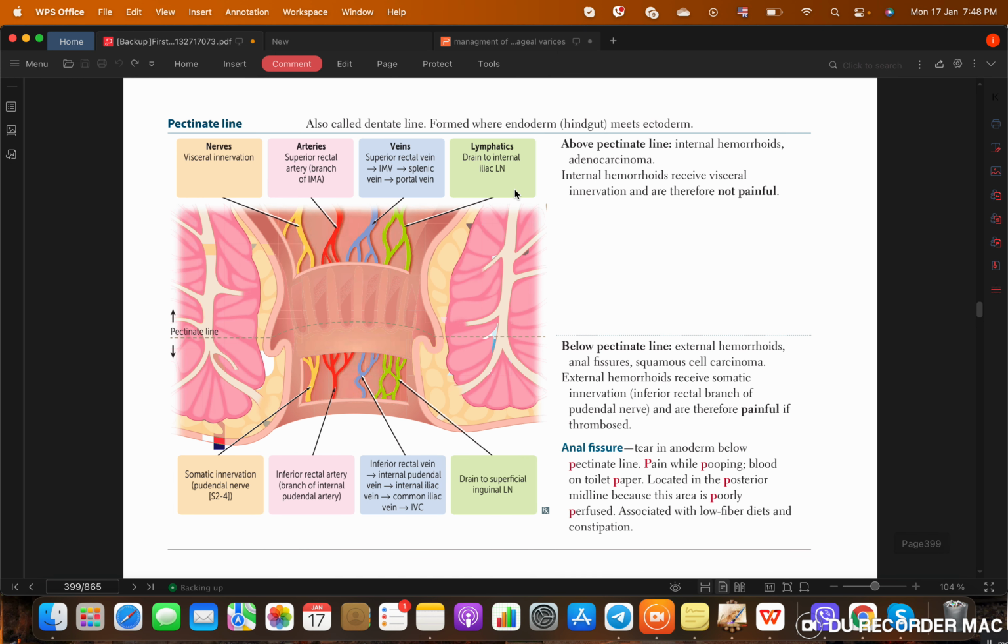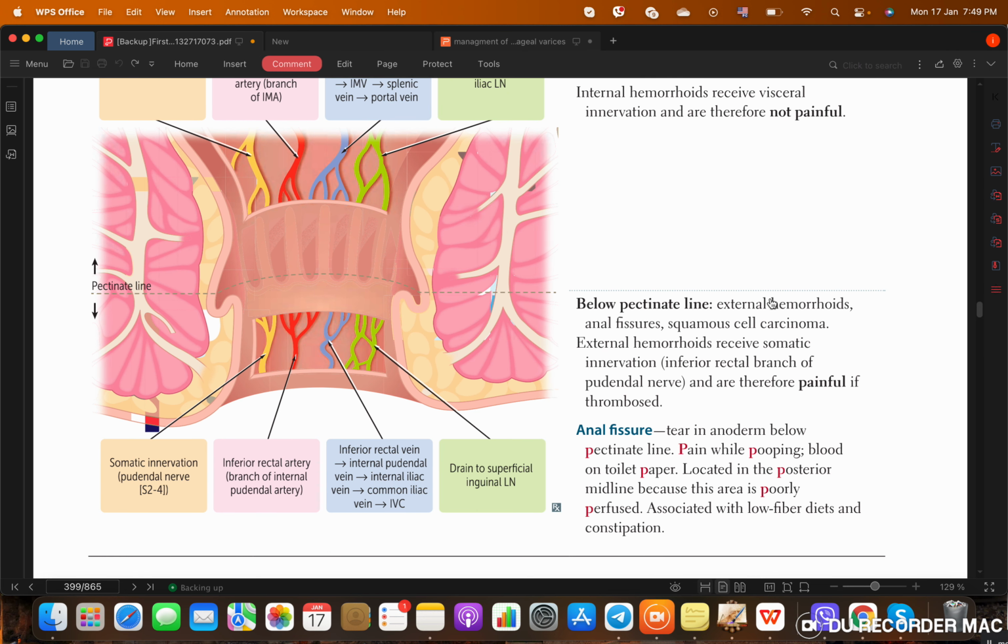Okay, the next one. The lymphatics drain to the internal iliac. So above the pectinate line, we have internal hemorrhoid and adenocarcinoma because it's a columnar type of cells. Internal hemorrhoid receives visceral innervation, and therefore they are not painful. We established that. Below the pectinate line, the external hemorrhoid exists, and oh yeah, this is important. Anal fissure. So this anal fissure, is it painful or painless, guys?